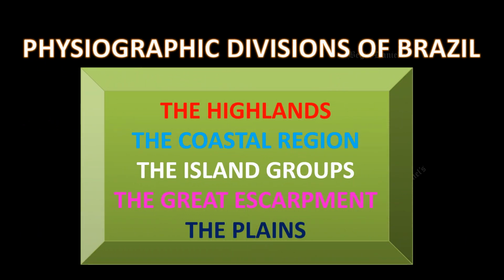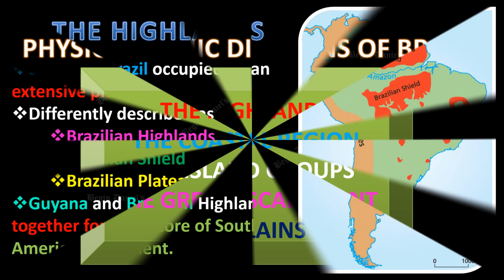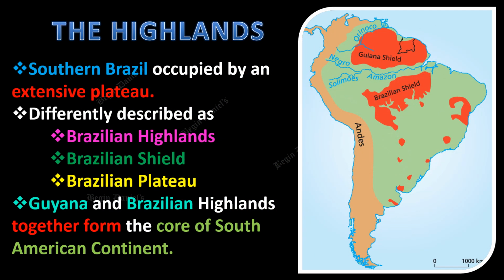Physiographic divisions of Brazil. Like in India, where we have 5 physical divisions, in the same way, in Brazil also 5 physical divisions are there. The highlands, the coastal region, the island groups, the great escarpment and the plains. Let us study about this physiographic division in detail. The highlands.